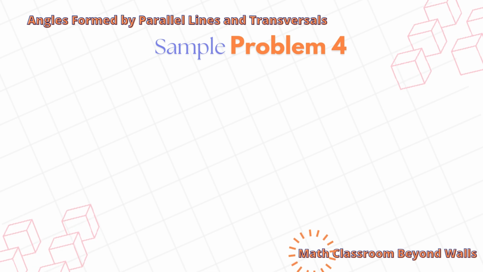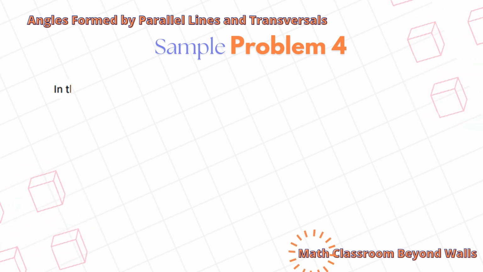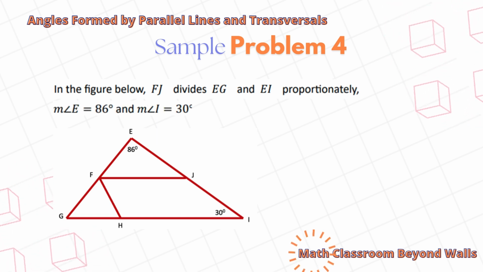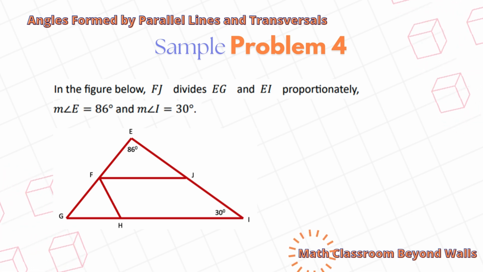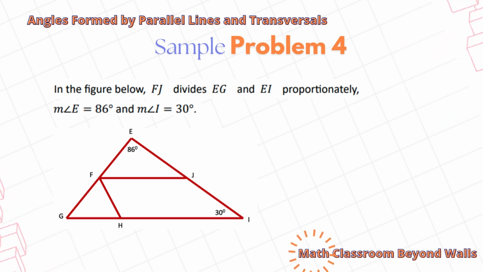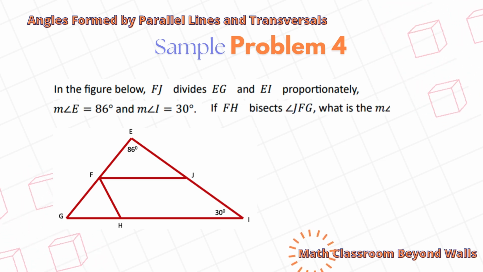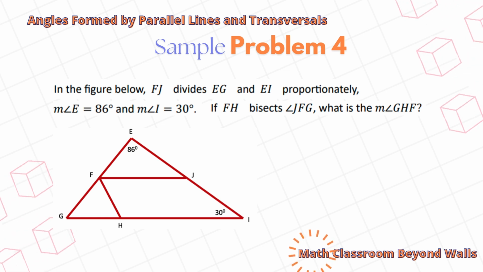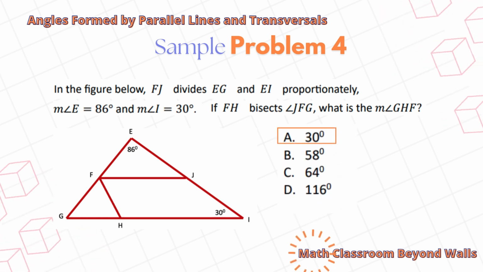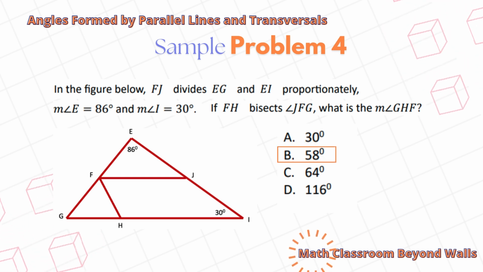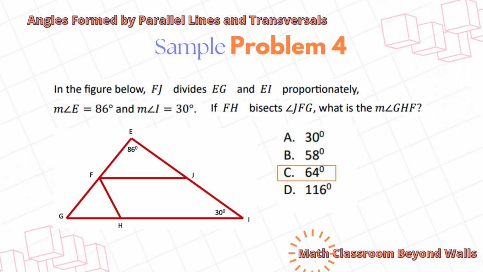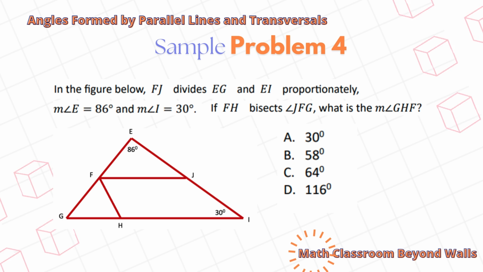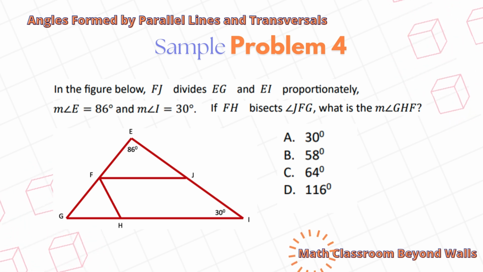We now move on to sample problem 4. Here's the problem. In the figure below, FJ divides EG and EI proportionately. The measure of angle E is 86 degrees and the measure of angle I is 30 degrees. If FH bisects angle JFG, what is the measure of angle GHF? Here are the options. Option A, 30 degrees. Option B, 58 degrees. Option C, 64 degrees. Option D, 116 degrees.